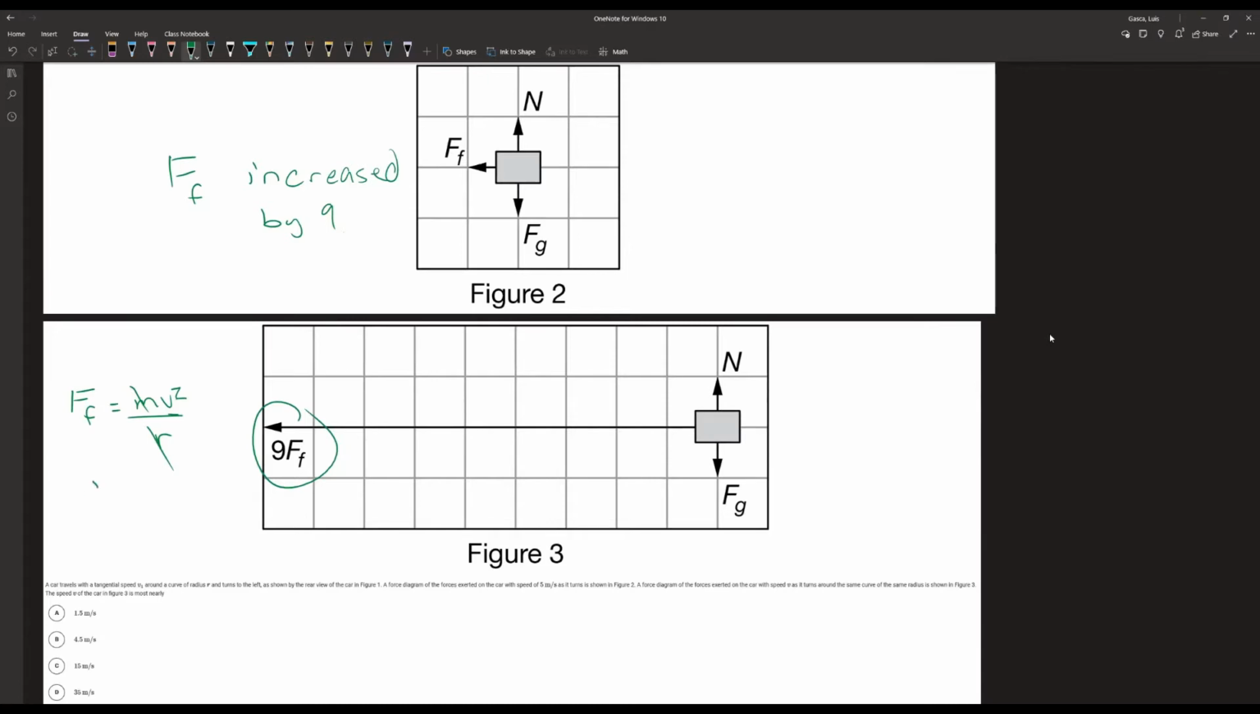Well, if I get 9 times the force, then the velocity was square root of 9, or 3 times bigger. So because the original velocity was 5, now we're going to be going at 15 meters per second to require 9 times the force there.